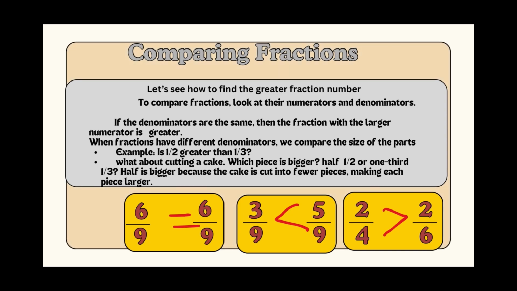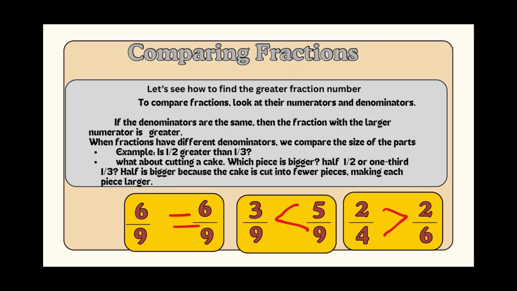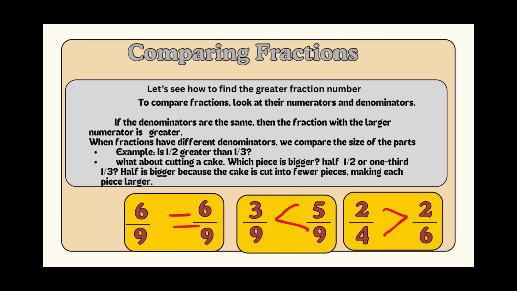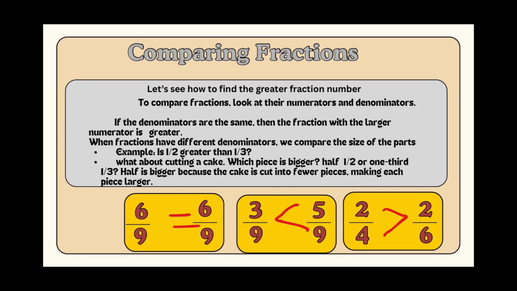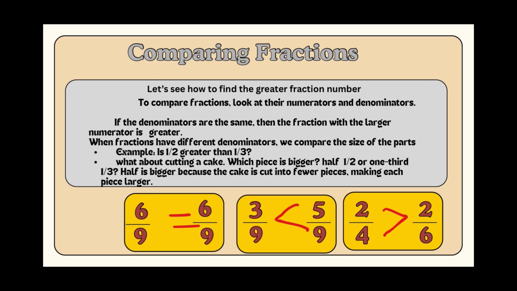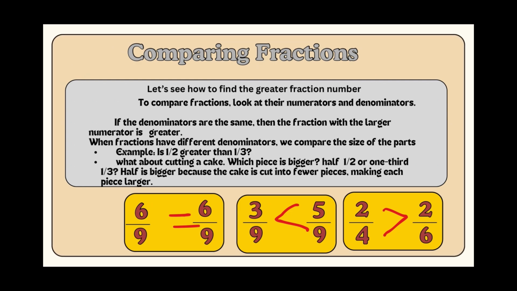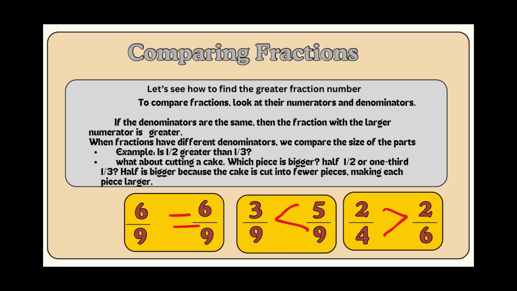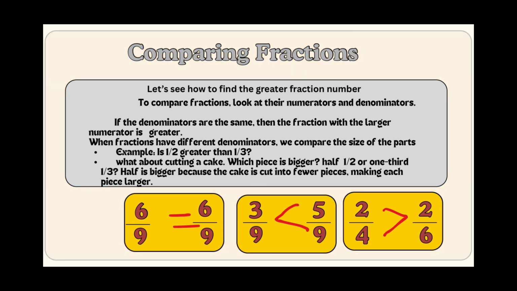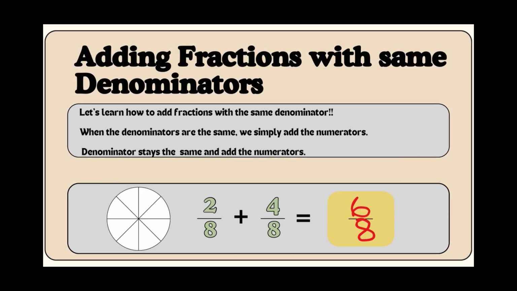Next, we have comparing fractions. If we compare the fractions 6 by 9 and 6 by 9, both are equal. Now 3 by 9 and 5 by 9: how do we know which one is smaller and which one is greater? Because the denominator is the same, we look at the top part, the numerator. Numerator 3 is smaller than 5, so 5 by 9 is the greater number.